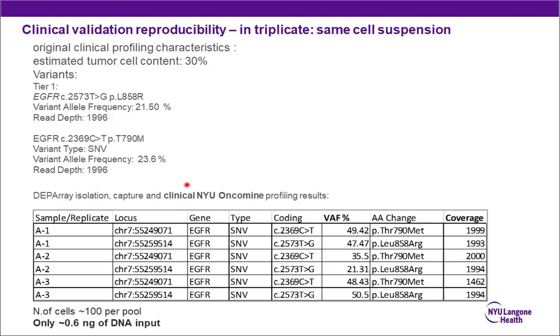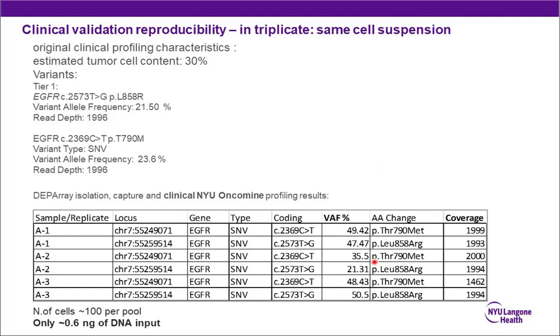But when we do DEPArray, you can see these are 3 replicates, A1, A2, and A3. We are able to detect both of these mutations in 2 out of 3 replicates with a significantly better variant allele frequency. You can see in the A1 replicate almost 50%, almost perfect 50% for both mutations. A3, you see the same. Here in A2, you can see that the percentage is a little bit lower. And keep in mind, we are not selecting specifically only tumor cells. We are selecting cytokeratin-positive cells. We try to purify it even more by using ploidy analysis to look for aneuploid cells.